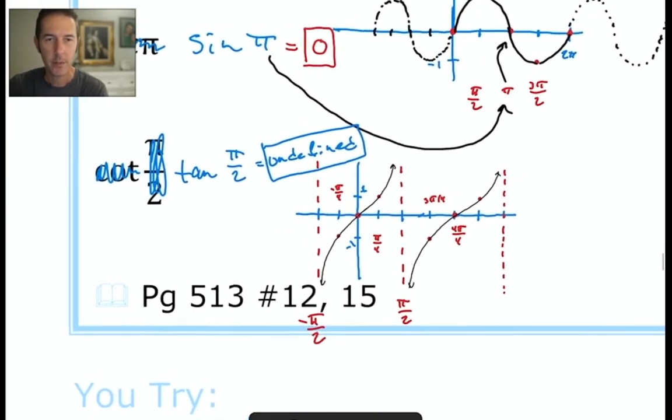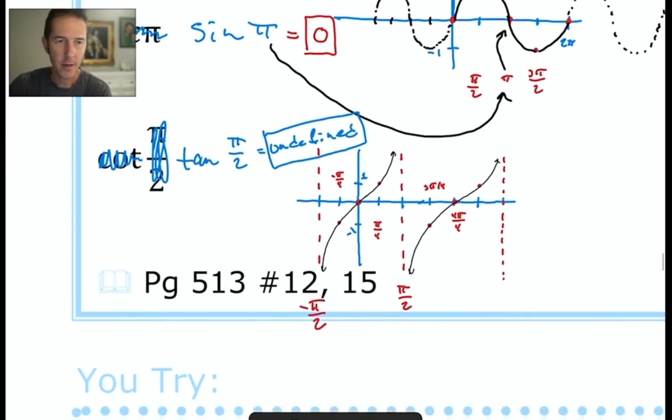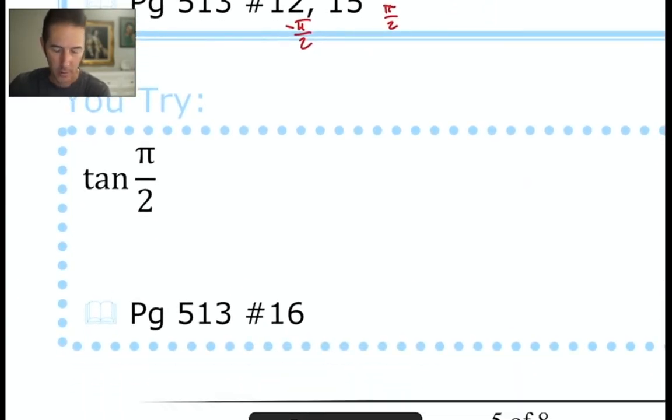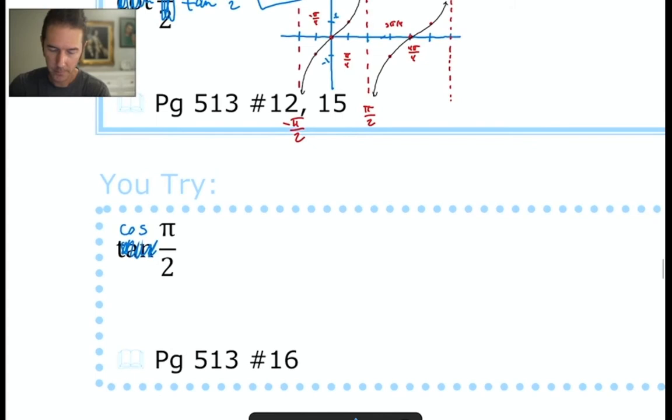All right, that's a couple of intense graphs. That's the sine graph and the tangent graph. I suppose we should cover the graph of the cosine function also. So let's change this to a cosine question. How about the cosine of pi over 2? The cosine graph and the sine graph are very similar to each other.